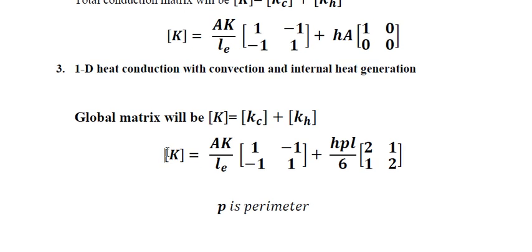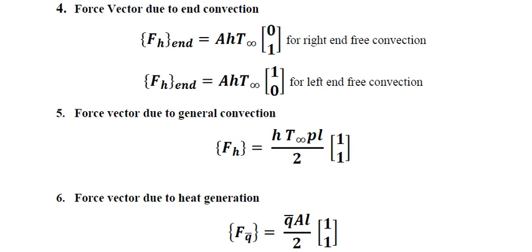So the global matrix is conduction matrix plus free convection matrix, that is surface convection matrix. So HPL by 6. H is convective transfer coefficient, P is perimeter, L is length. Perimeter into length gives the surface area, into [2 1; 1 2] is the matrix for surface convection. So conduction with free end convection, conduction with surface convection. There may be internal heat generation also.